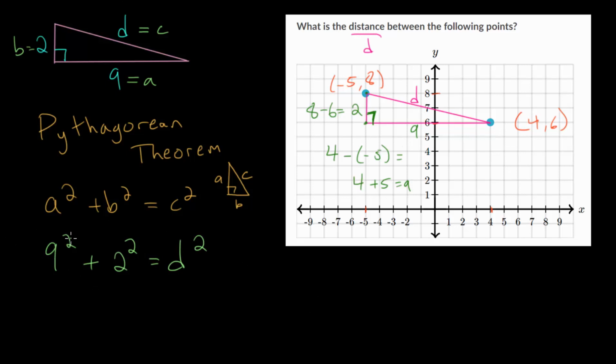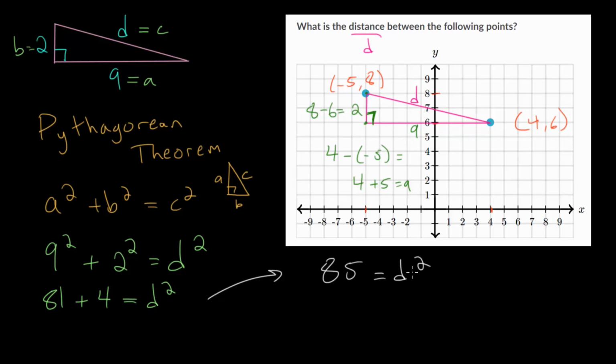So 9 squared, 9 times 9, that is 81. 2 squared is 2 times 2, which is 4. And this is equal to d squared. Now, 81 plus 4, that's just 85. And this is equal to our distance squared.